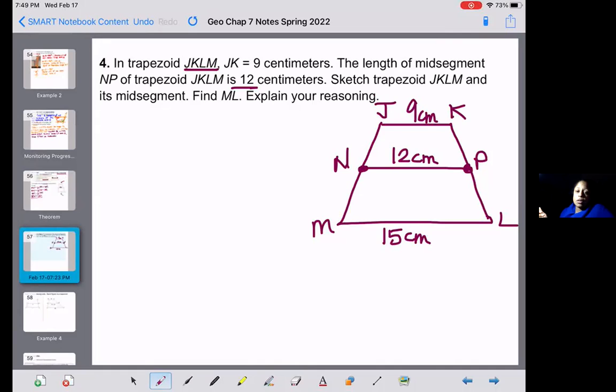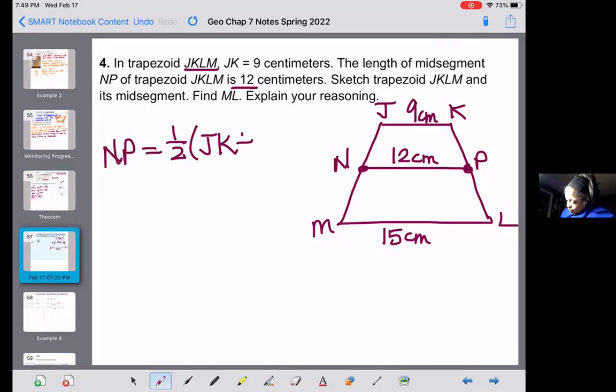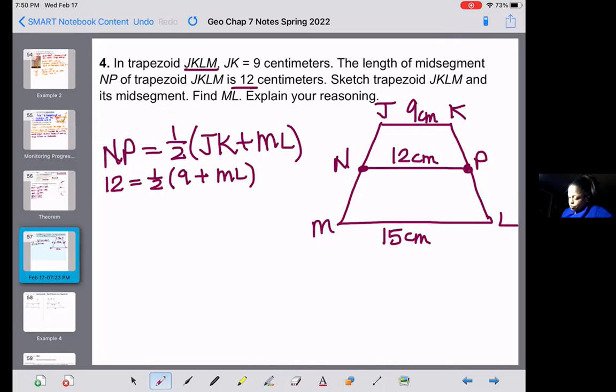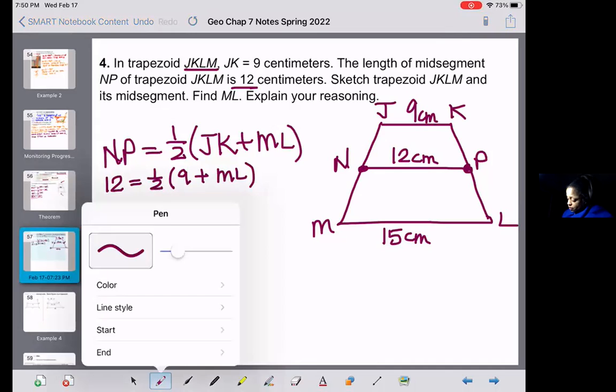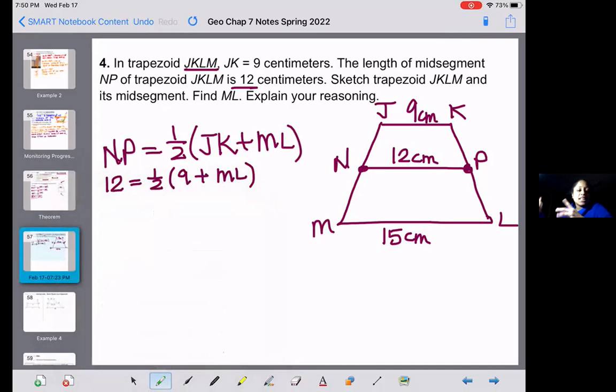Or you could use the formula. So I'm going to go ahead and use the formula. Oop, not MN. The mid-segment is NP. NP is equal to half of JK plus ML. All right, in this case, the thing we don't know is ML. We do know NP. NP is 12. It is equal to half of 9 plus ML, which I don't know what that is, because, well, I do, but we're pretending like we don't know.